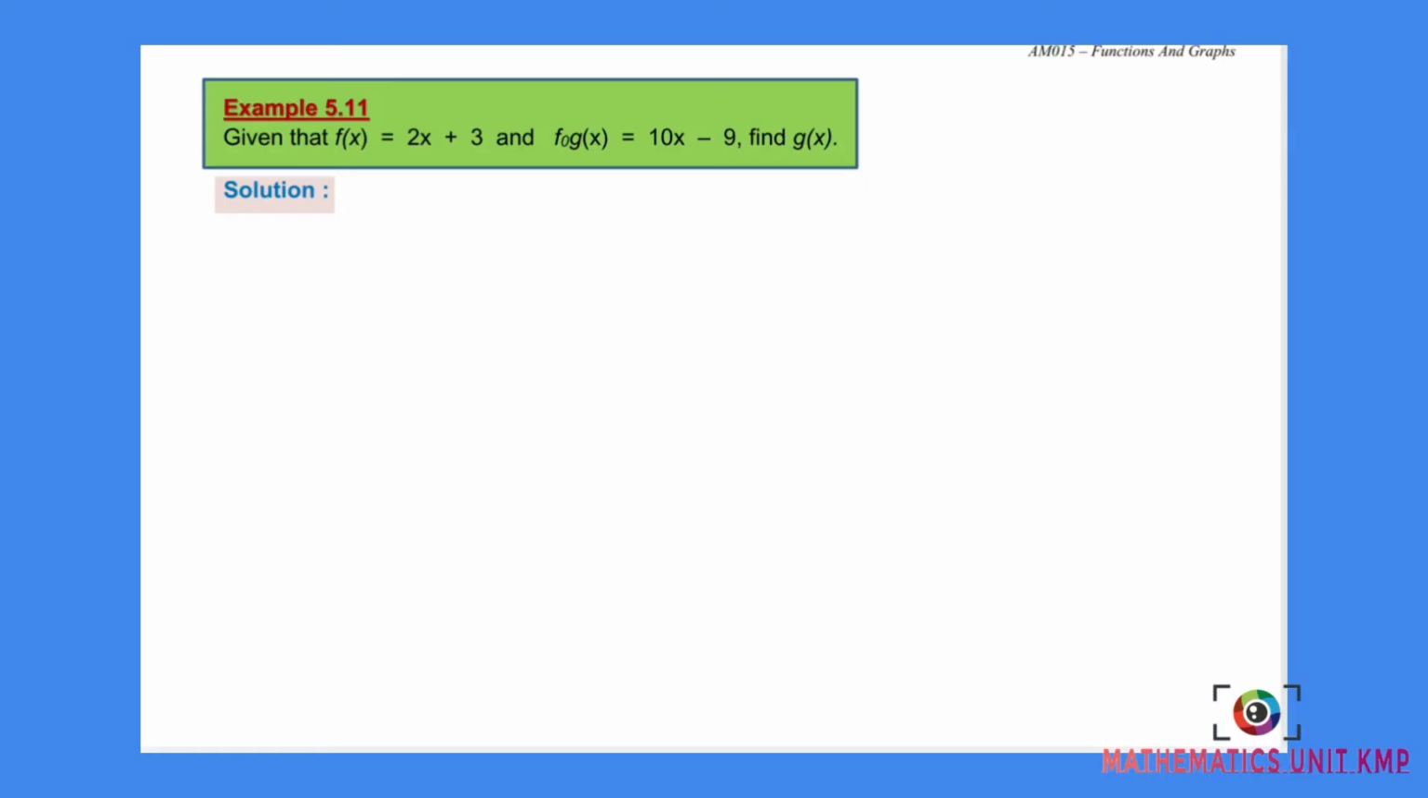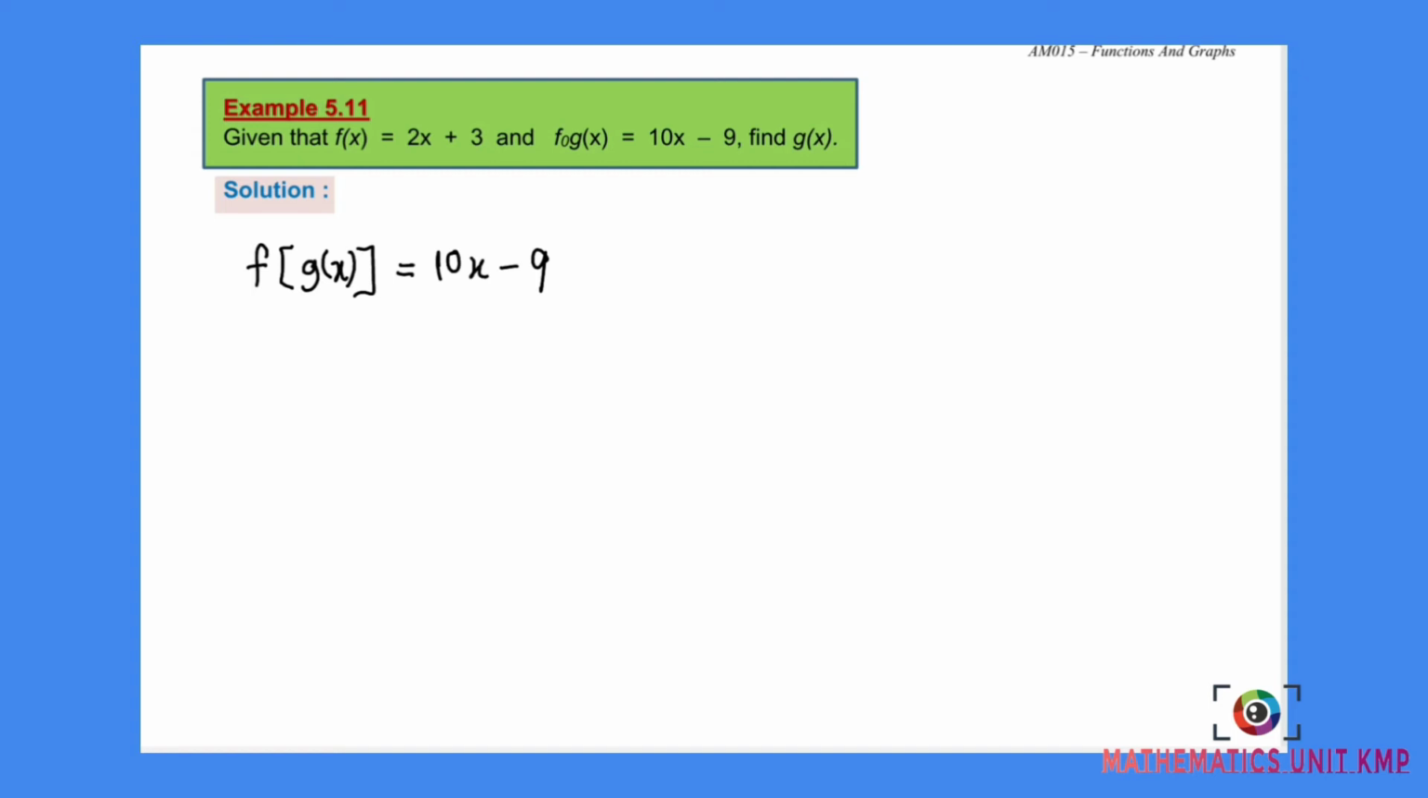Given that f(x) equals to 2x plus 3, fg(x) equals to 10x minus 9. Find g(x). Ini di mana? Dia bagi dah composite function. You need to find one of the single function. Okay, first of all, fg(x). Okay, ni di mana? Sekejap, kita salin dulu. 10x minus 9.